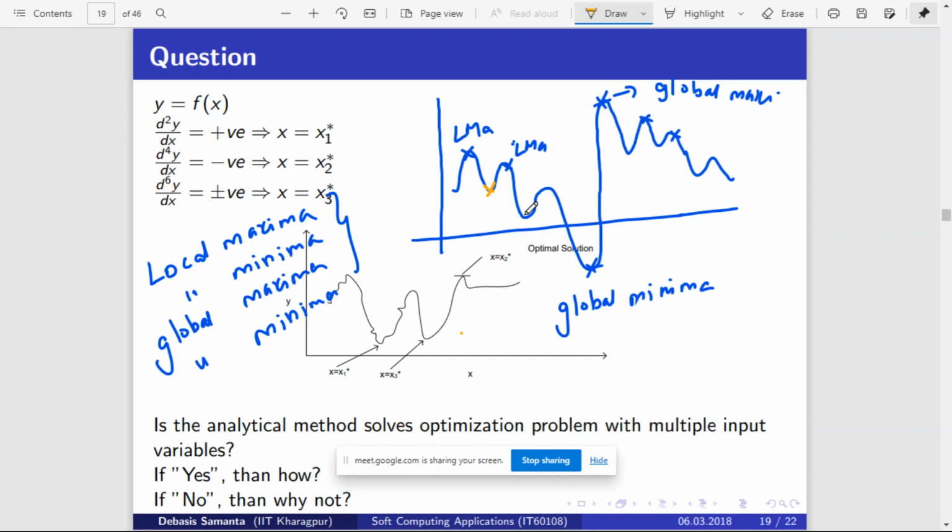This entire thing is called the problem space. That is, these are the different outputs your problem is going to give for different inputs. Maybe this is x, the input, and this is y, the output. If x is falling somewhere here, then these are the outputs you are going to get, right? Now our objective, if it is a minimization problem, then what is our objective? Our objective is to find what?